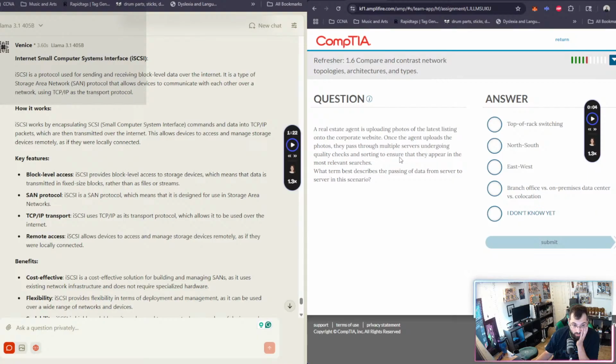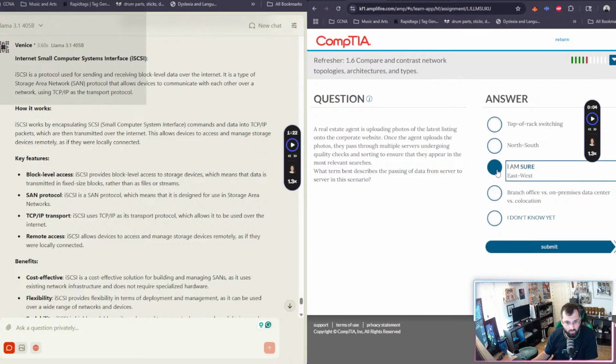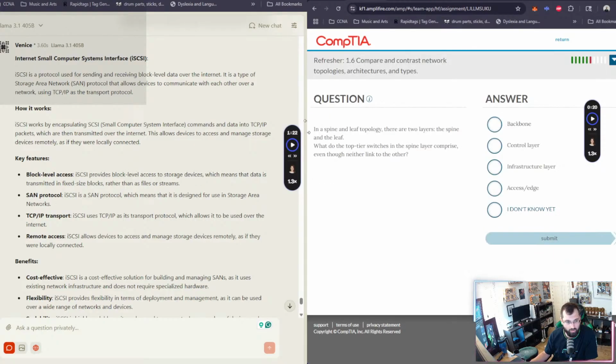Quality checks and sorting to ensure that they appear in the most... Okay, hold on. Listen to the corporate website. Once the agent uploads the photos, they pass through multiple servers undergoing quality checks and sorting to ensure that they appear in the most relevant searches. I'm gonna say east to west. Yeah, I don't remember what top of rack switching is.